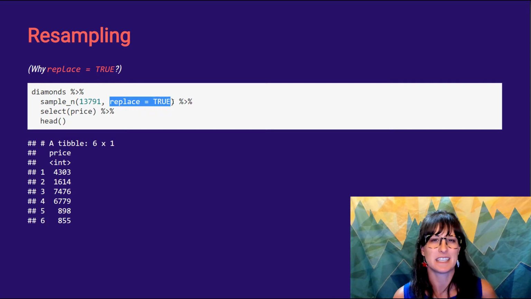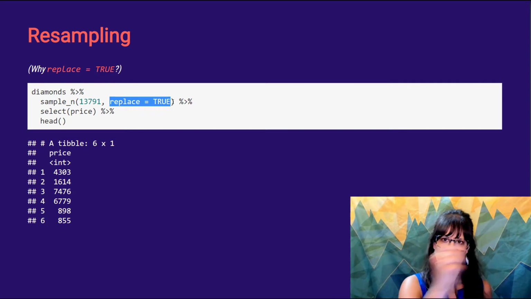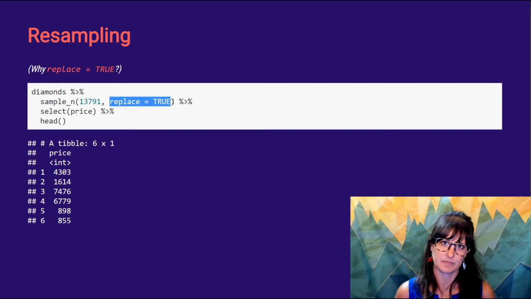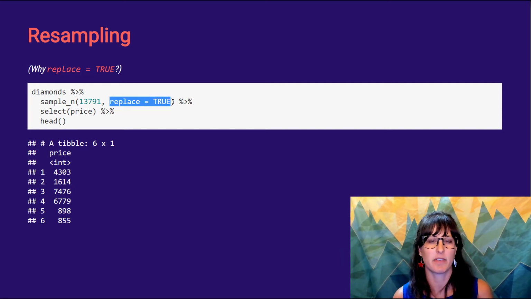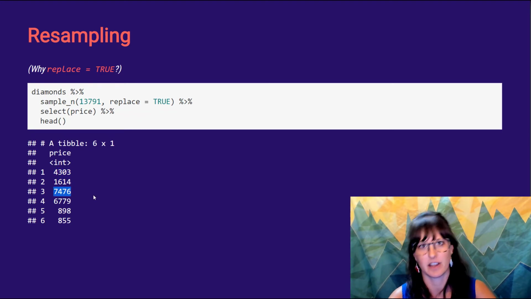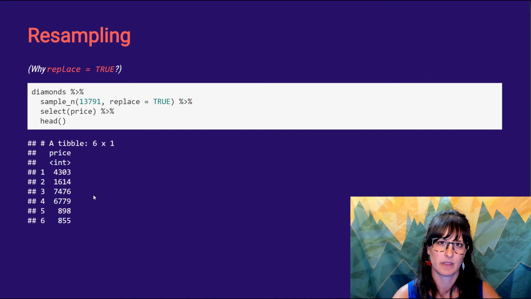But if I use replace equals TRUE, then I pull out a number, I write it down, and I put it back in the hat. And so that means that some of our observations might get sampled more than once. So here's that resampling, and we have a new data frame with some prices of premium diamonds: $4,000, $1,600, $7,400, and so on.